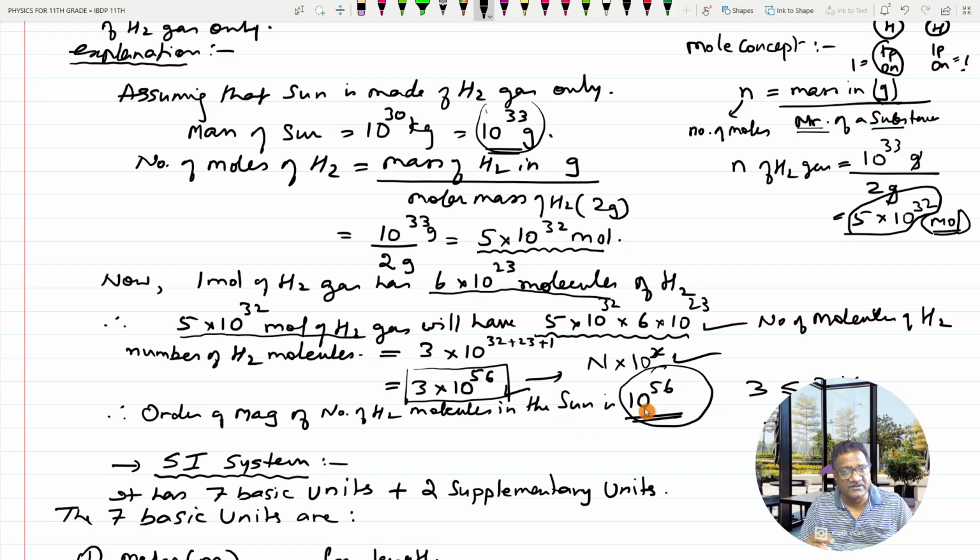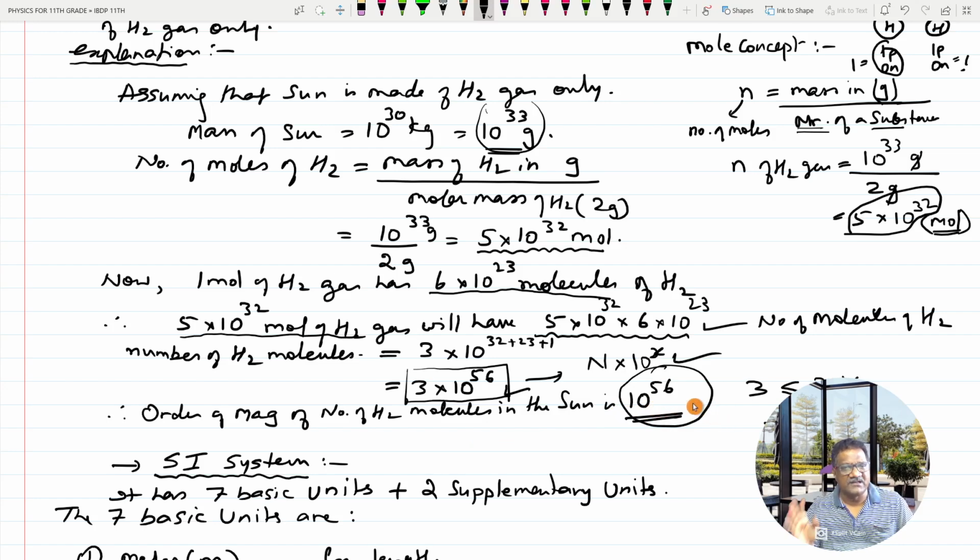Now here you have to write 10 to the 56. What should be the unit? It's a number of molecules, right? So no need of writing any unit. So the number of hydrogen molecules in the sun is of the order 10 to the 56. Because it's a number, no unit. If it was mass, then you should have written either gram or kg. If it was distance, you should have written meter, kilometer, whatever. But this is a pure number, so the order of magnitude will be just 10 to the 56.